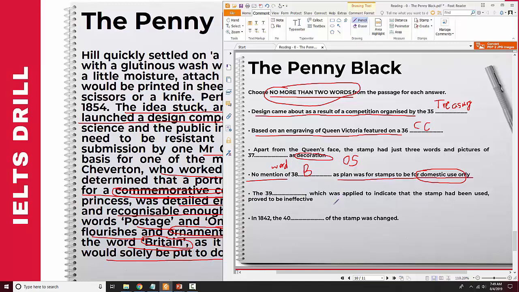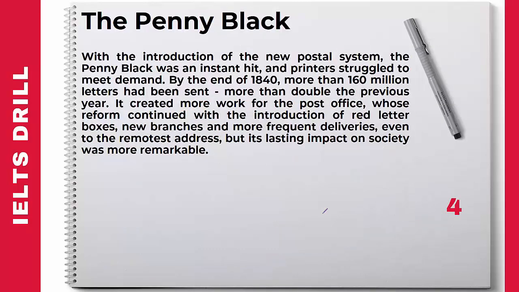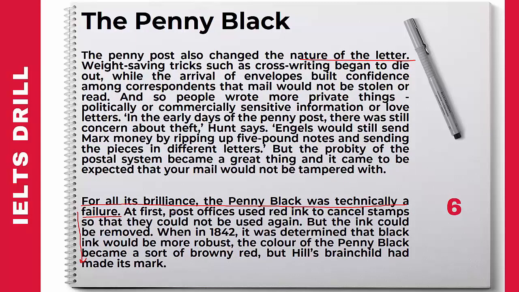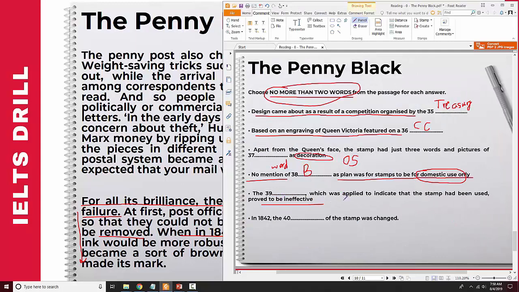Okay, the dash which was applied to indicate that the stamp had been used proved to be ineffective. Okay, so what are some of the problems with the stamp? I think the problems are mentioned here. Okay, it's probably mentioned in the last one. Yeah, it's talking about technical failure. The post offices used red ink to cancel stamps so that it could not be used again, but the ink could be removed. Okay, so the problem is with the red ink. So it says the dash which was applied to indicate the stamp had been used. Yes, answer is red ink. Red ink that was applied when the stamp had been used proved to be ineffective.